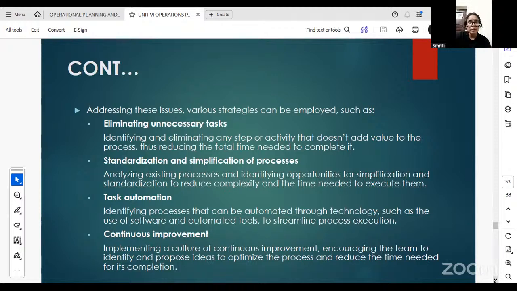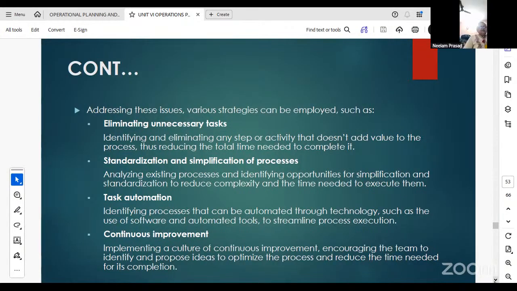Task automation. Identifying processes that can be automated through technology, such as the use of software and automated tools to streamline process execution. Continuous improvement. Implementing a culture of continuous improvement, encouraging the team to identify and propose ideas to optimize the process and reduce the time needed for its completion.